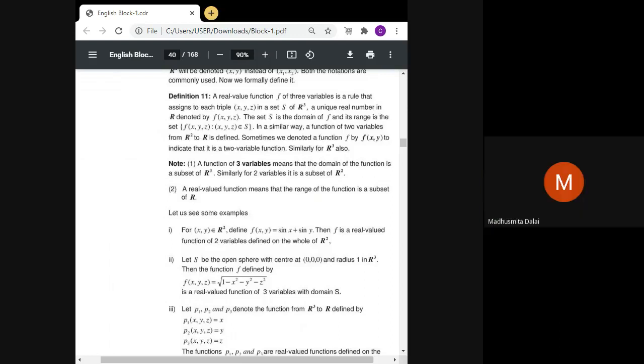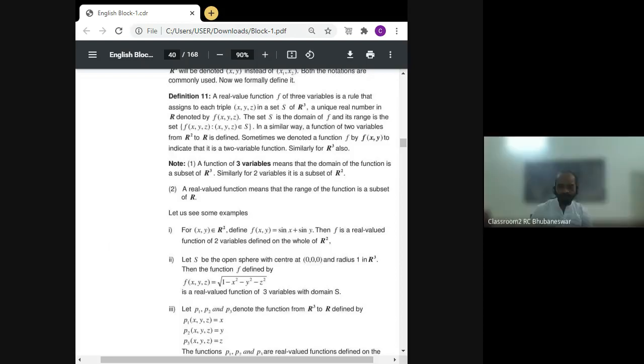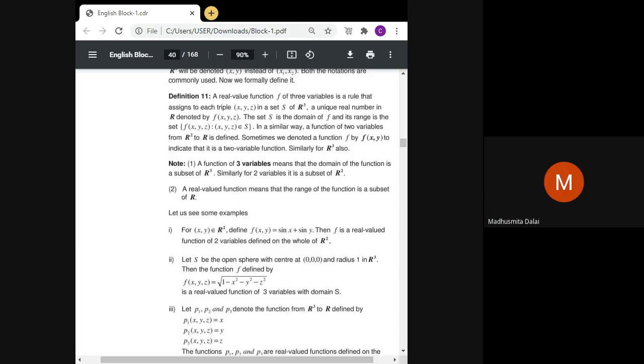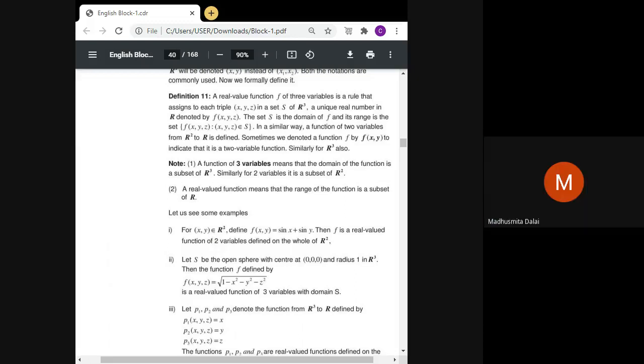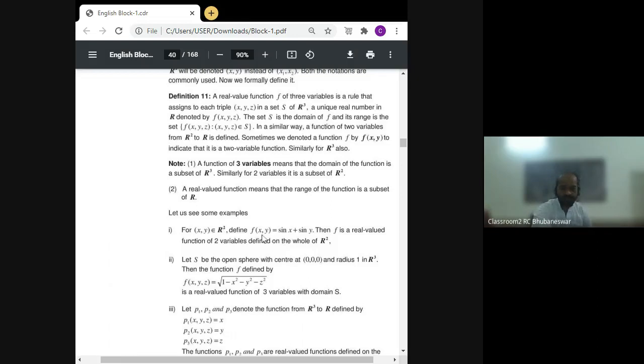And we have given some examples to define the function here. Look at the first example. In the first example, the input set is R square, and the function is defined like this: f of x, y equals sin x plus sin y.